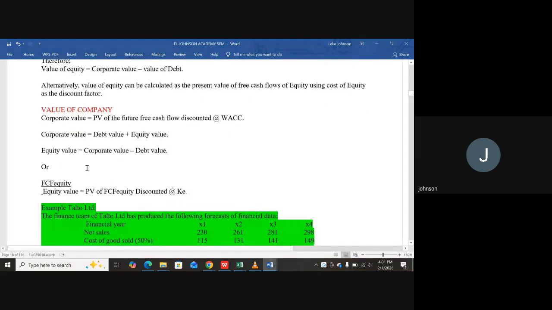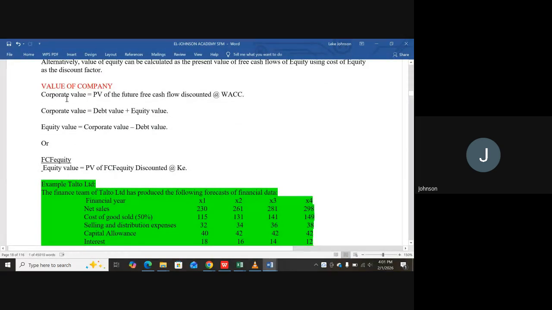Now, let's move further. So this is the value of the company. We say corporate value equals the present value of future cash flows discounted at the WACC. Then corporate value is always equal to the debt value plus the equity value.